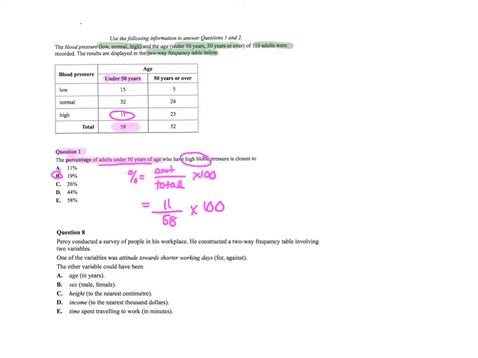Okay, so I just threw in a little question about a two-way frequency table involving two variables. One of the variables could be attitude towards shorter working days.